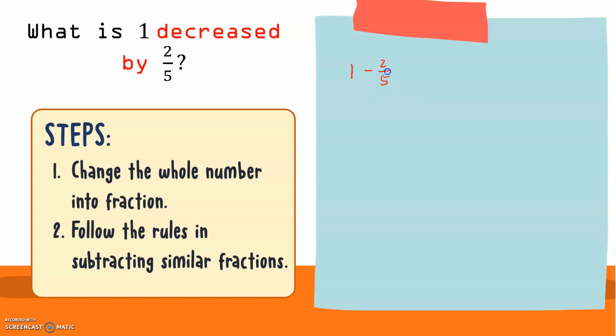Okay, since the denominator of 2/5 is 5, we will have our whole number here as 5/5. Therefore, we will have 5/5 minus 2/5. 5 minus 2 is equal to 3. Then we copy the common denominator, which is 5. So our final answer now is 3/5.